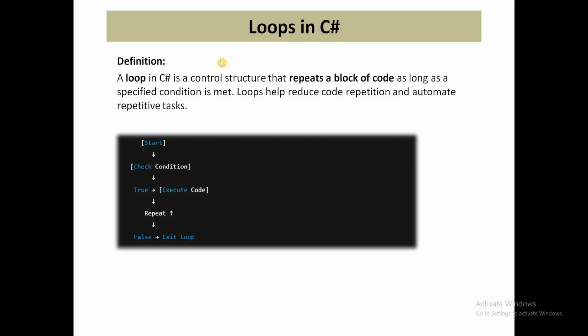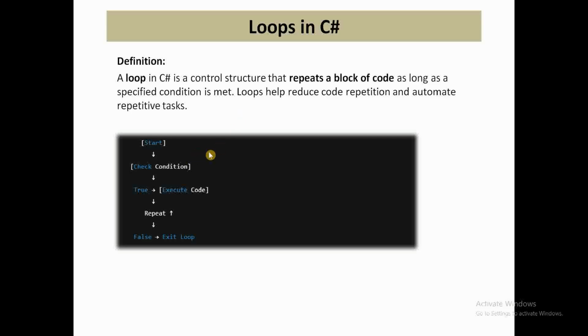So what is a loop? A loop in C# is a control structure that repeats a block of code as long as a specified condition is met. Loops help reduce code repetition and automate repetitive tasks. It is used to iterate a specific code some number of times until its condition is met, or we can repeat blocks of code in that loop. We have the while loop and the do while loop. We will discuss these loops.